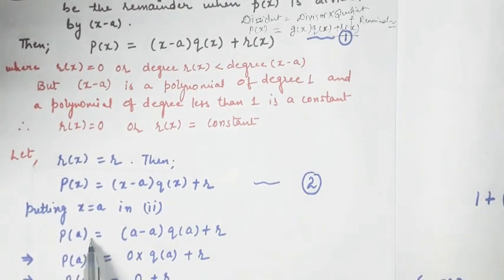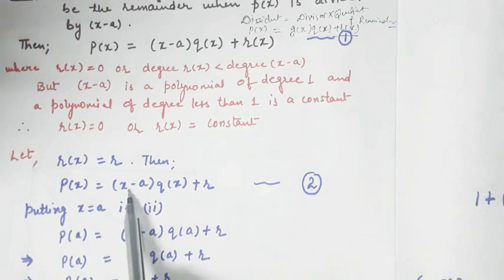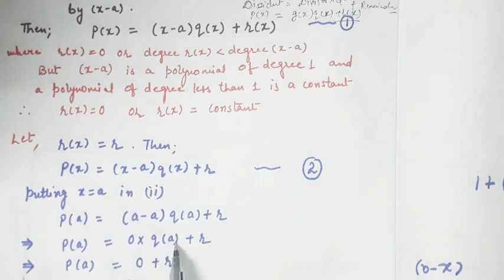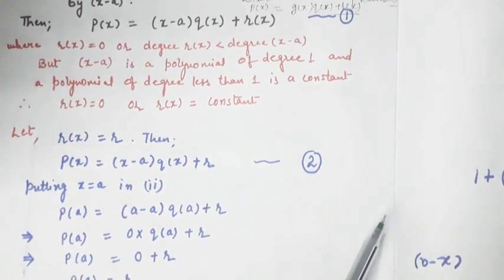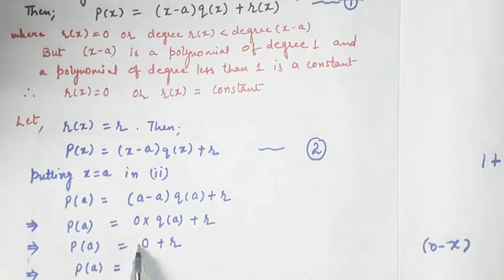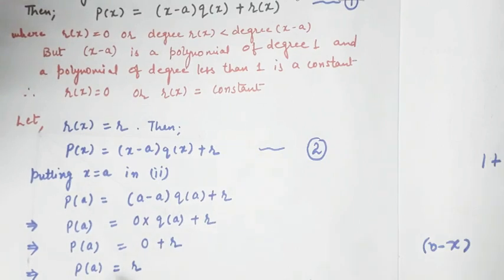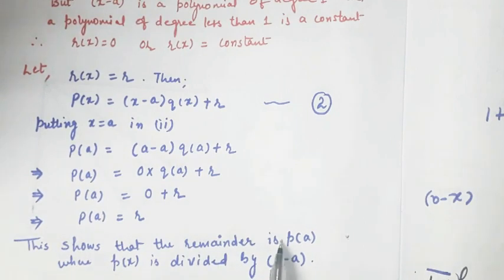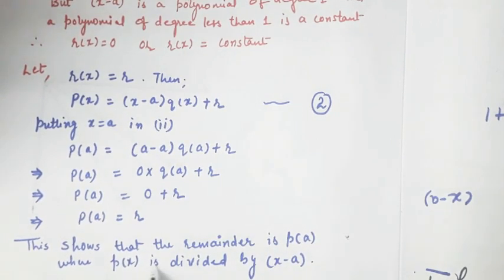Okay, p of a is equal to, I am just replacing x by a, that is a minus a, then q of a plus r. a minus a is 0. Okay, 0 into q of a is 0, plus r is left. So here we get p of a is equal to 0 plus r, which is equal to r.